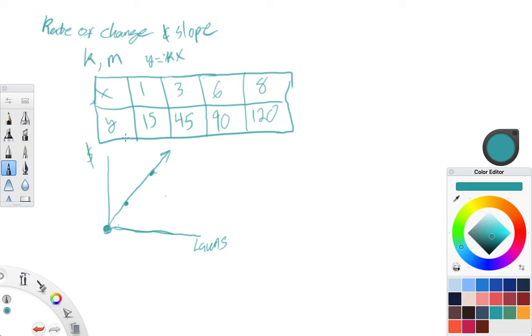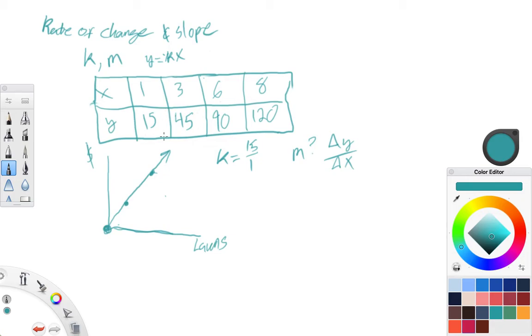So because it starts at 0, 0, really what we can say is our k is just our y over our x, which is 15 over 1. And that's true. But what they want us to do for this one is find the slope. Okay, we want to find the slope. And the slope, and this is where it's different, is what we call the change in y over the change in x. And to be able to find the slope, we have to have 2 points.